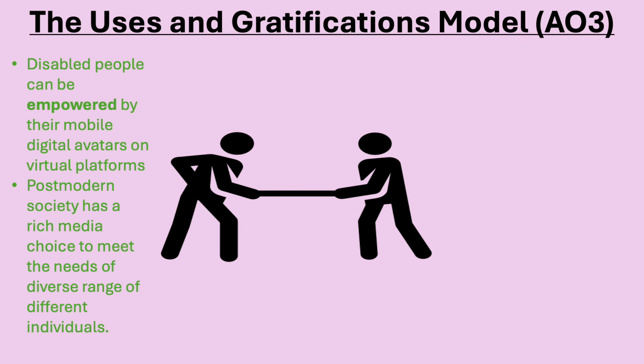But then you know how this goes by now. How can we critique the uses and gratifications model? So, the benefits are that disabled people can be empowered by their mobile, digital avatars on virtual platforms. So things like headsets or VR, there's this digital world where it feels like a reality, but obviously it's not, and you can be who you want to be. So they're using these personas to help with their struggles of everyday life. It sort of masks that. And then postmodern society has a rich media choice to meet the needs of a diverse range of different individuals.